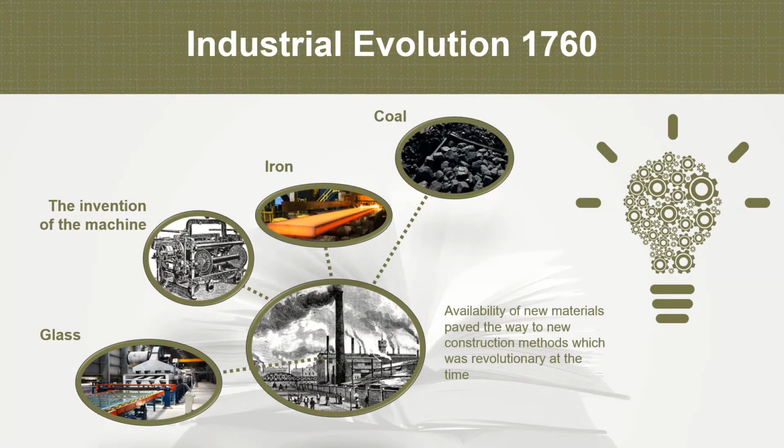The Industrial Revolution happened due to the discovery of new materials that paved the way to new construction methods, which was revolutionary at the time and affected architecture. These materials are glass, the invention of the machine, iron, and coal.